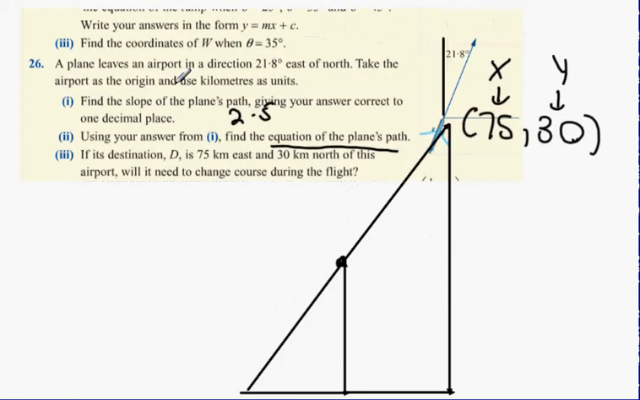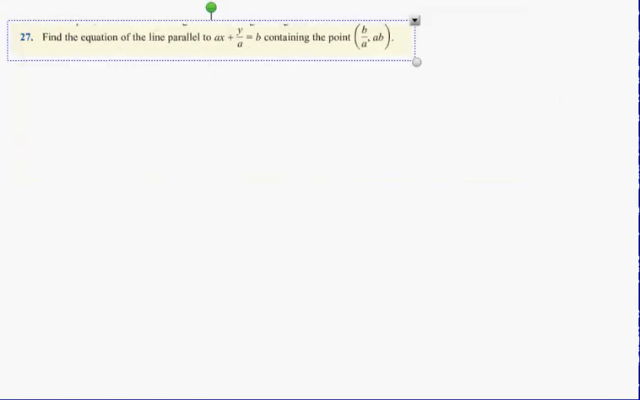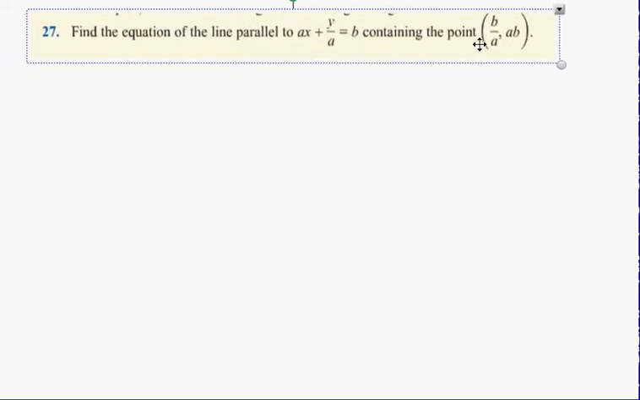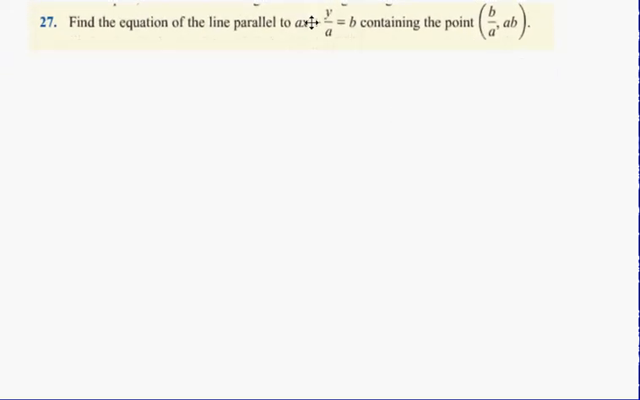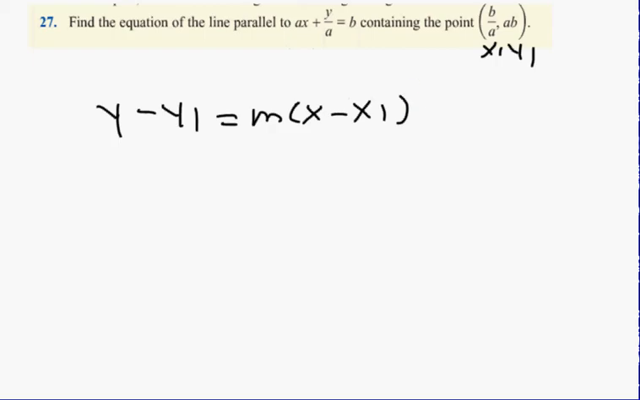Now, next one. 27. Find the equation of the line parallel to ax plus y over a equals b that contains the point x1, y1. Simple, lads. Just write down the formula for the line. Write down which ones you got. Which ones do we have? We have x1 and y1.